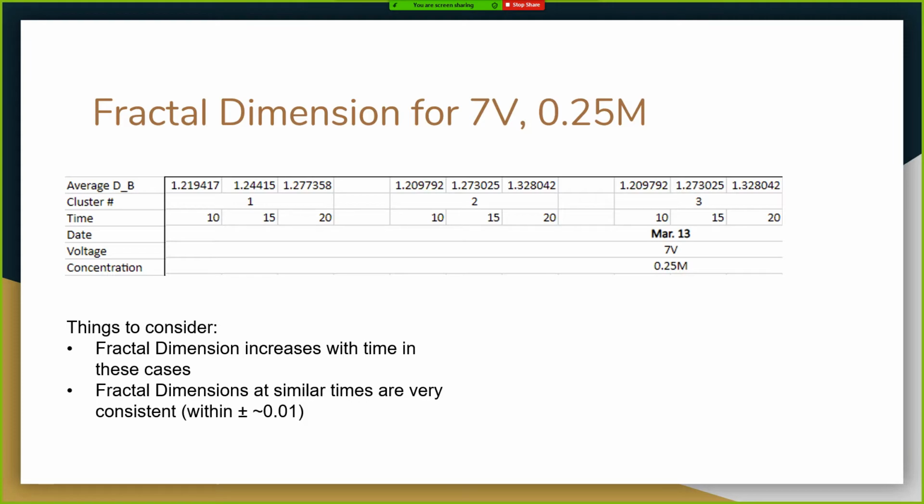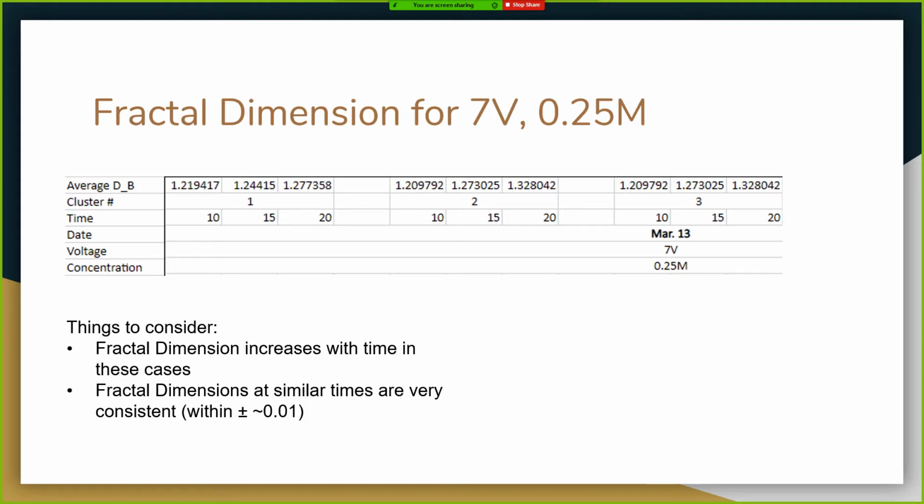So here is, in a different format, 3 different clusters, all at 7 volts and 0.25 molarity, and their associated fractal dimensions, where all 12 of those numbers are averaged, over 3 different time increments: 10 minutes, 15, and 20. And then cluster 2: 10, 15, and 20.